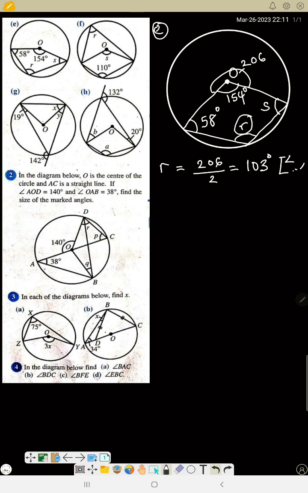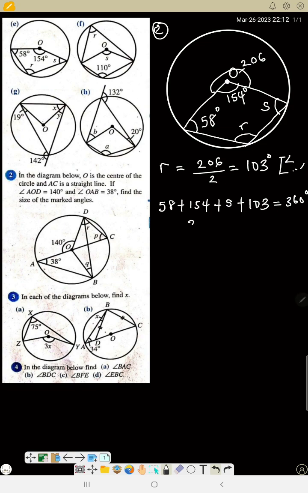So now that we know R, this is a quadrilateral. A quadrilateral is a shape that has 4 sides. And the sum of angle in a quadrilateral is 360. Take note. That is why the more you solve, the better you understand. Sum of angle in a quadrilateral is 360. That means 58 plus 154 plus S plus R, that is 103. Everything should be 360. So add 58 plus 154 plus 103.